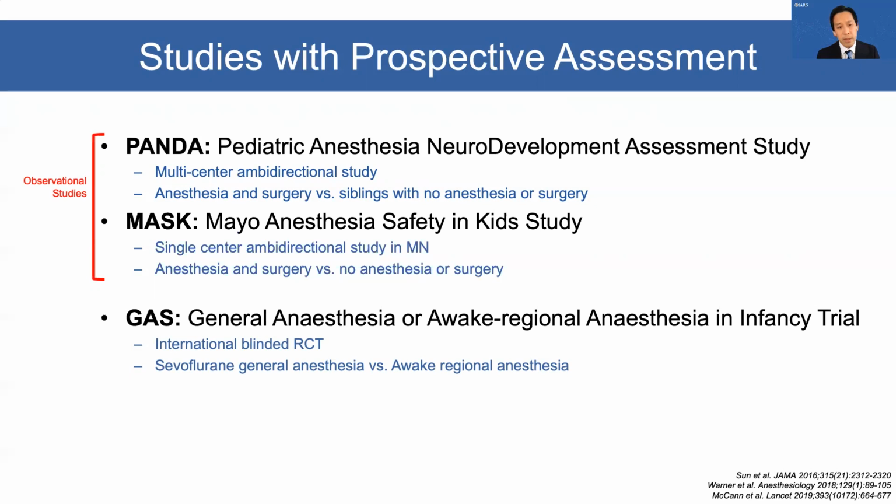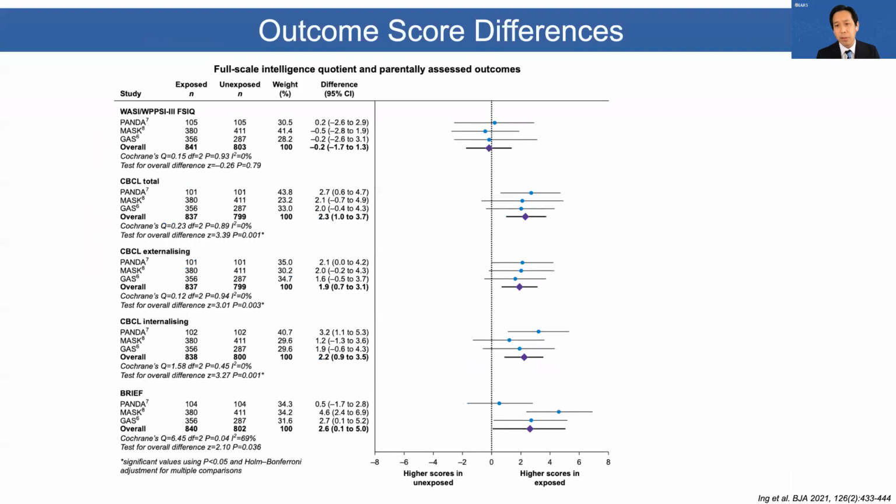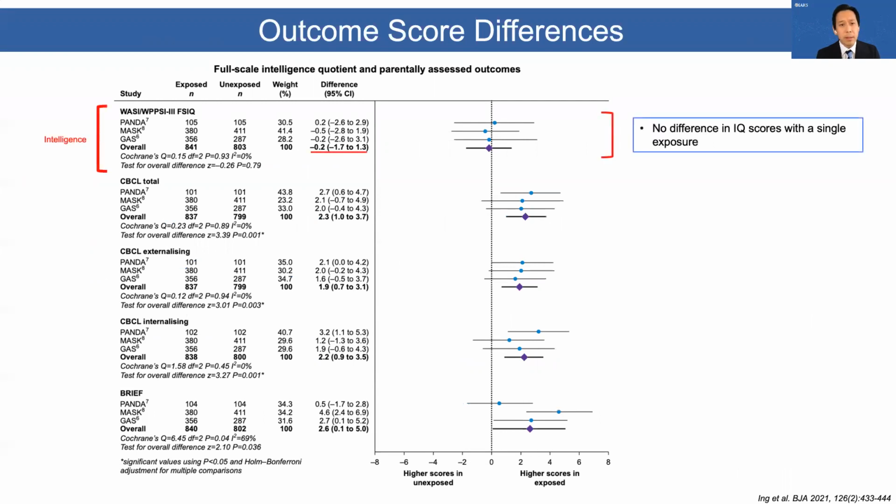In this study, the researchers randomized children to either get sevoflurane general anesthesia or awake regional anesthesia without any sevoflurane for children undergoing hernia surgery. The primary outcome for all 3 studies was IQ. In combining the data from all 3 studies, we found that there had 5 outcomes in common. The first was intelligence as measured by IQ. And in looking at this outcome, there was no difference in IQ scores with a single exposure. You can see that the point estimates are all around 0, with the 95% confidence intervals all crossing 0.